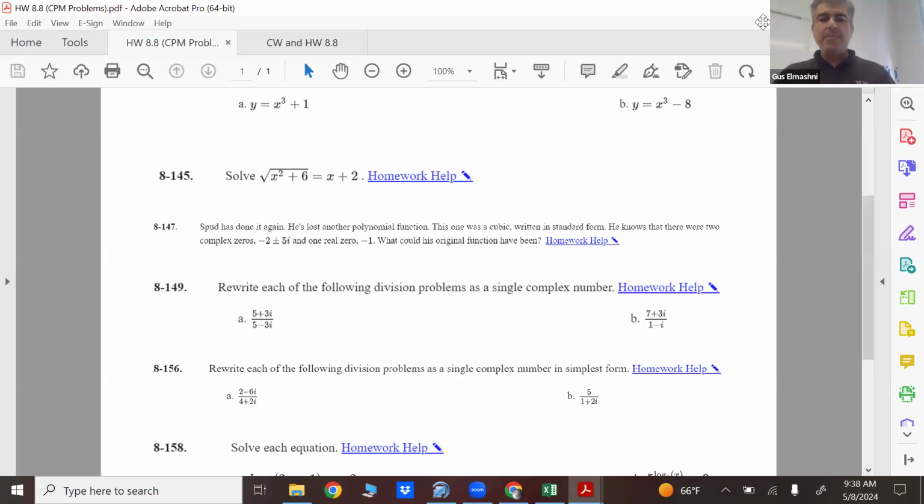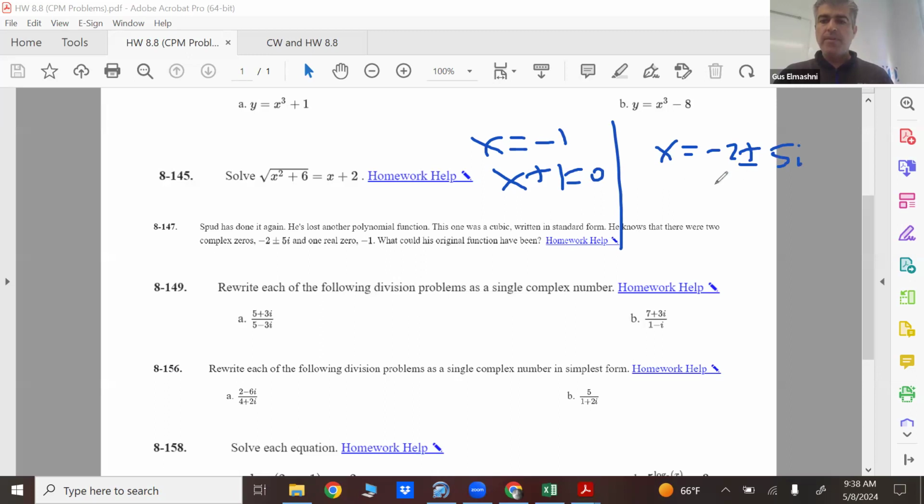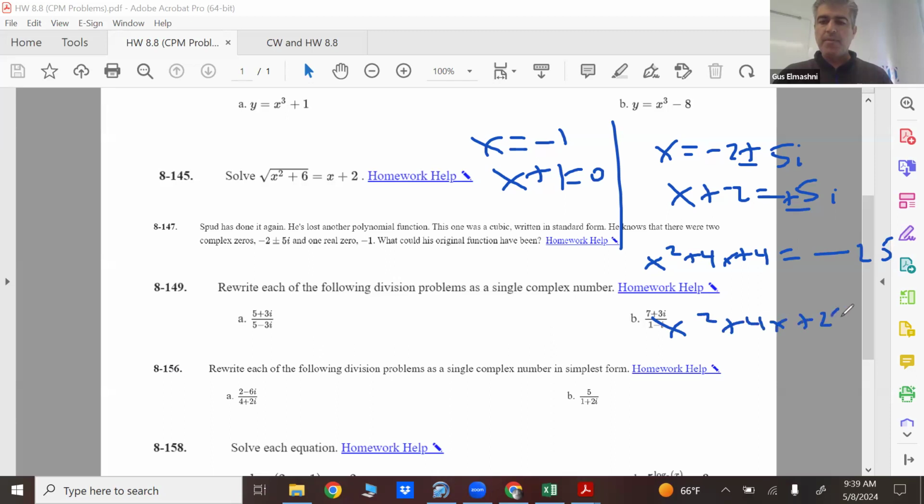But for this one here, he knows that there are two complex zeros, -2 plus minus 5i, and one real zero, -1. What could his original function have been? We've talked about this before. We had this on the previous unit. Remember, if x equals -1, then x plus 1 equals 0. This was the other one that was a little tricky. Remember I said try to go in reverse order. Then you know this has to be true. Plus or minus 5i. Then this has to be true. That's -25, by the way. And then this has to be true. And then you just FOIL these together to get the polynomial.